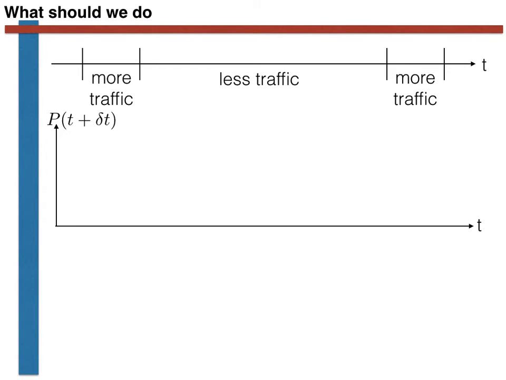Let's think about this again in a different way. Suppose that I have time on the x-axis of the graph, and the probability that an event occurs in a time interval of length delta t starting at time t on the y-axis here. Based on the logic that I have just explained, this probability will be low first thing in the morning before rush hour kicks off. When rush hour kicks off, the probability will then increase as the traffic becomes more heavy, as shown here.